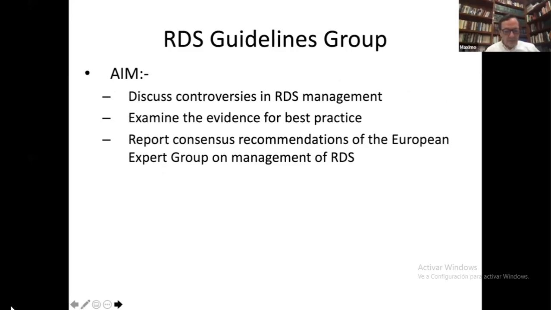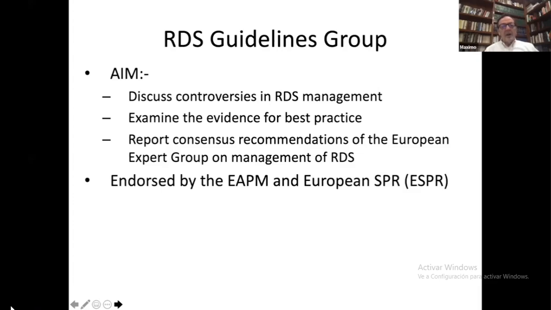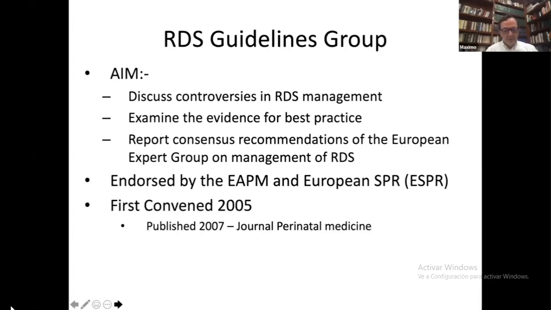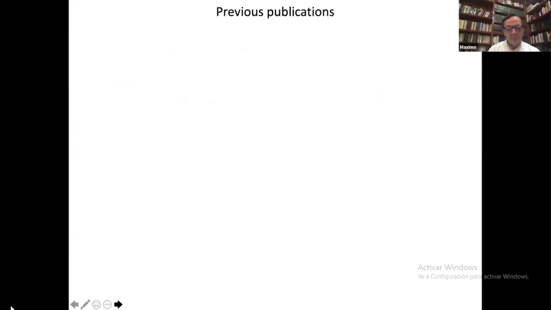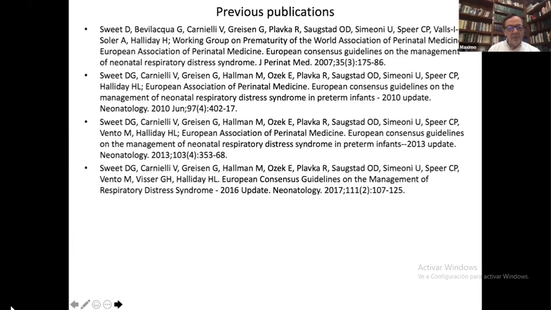These guidelines are endorsed by the European Association of Perinatal Medicine and the European Society for Pediatric Research. They first convened in 2005 and were first published in the Journal of Perinatal Medicine. They have been updated in 2010, 2013, and 2016 in Neonatology, and now the last version is the one that we are presenting today, from April 2019. Here you have the list of the previous publications.